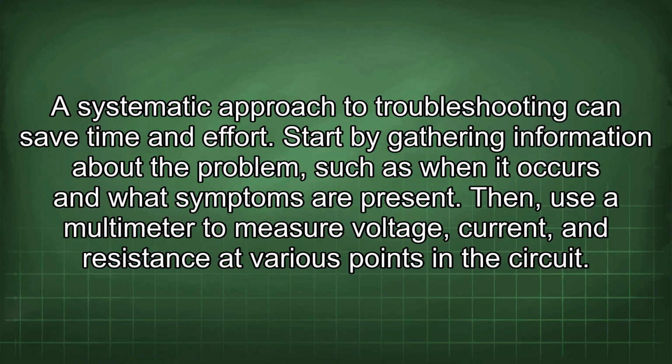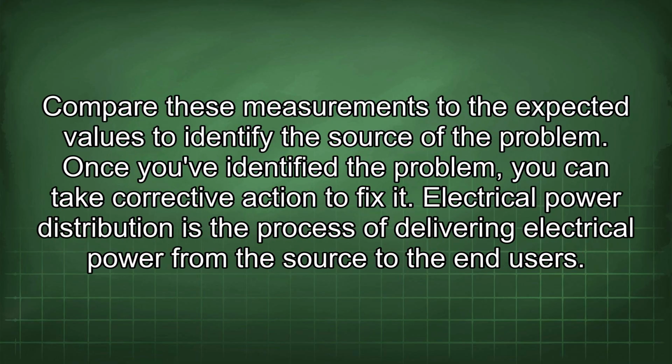Then use a multimeter to measure voltage, current, and resistance at various points in the circuit. Compare these measurements to the expected values to identify the source of the problem. Once you've identified the problem, you can take corrective action to fix it.